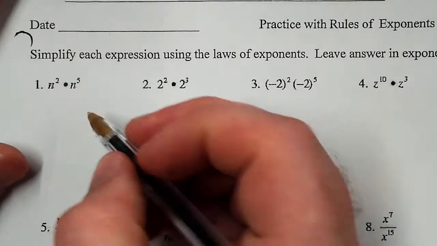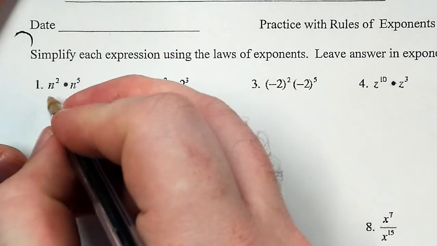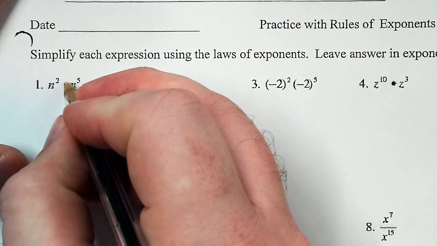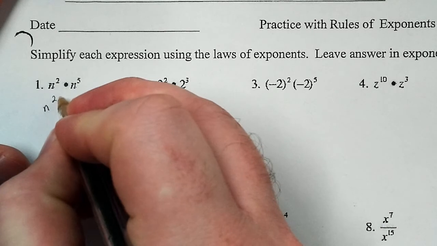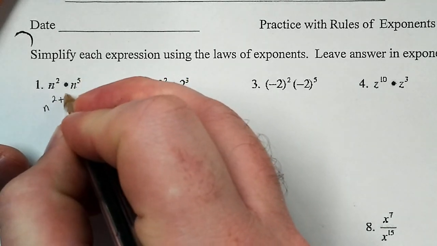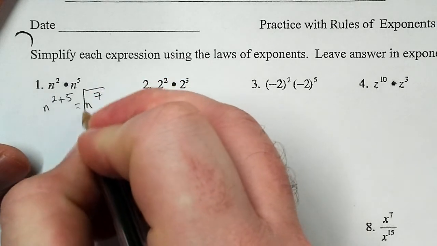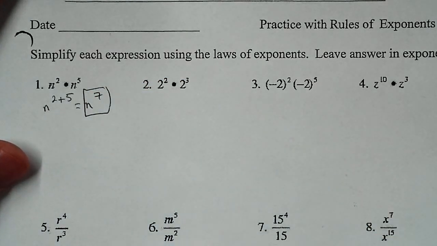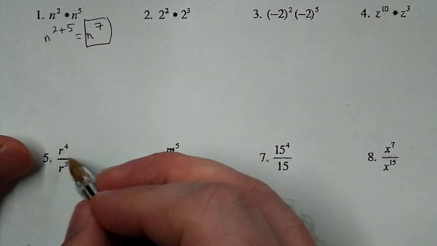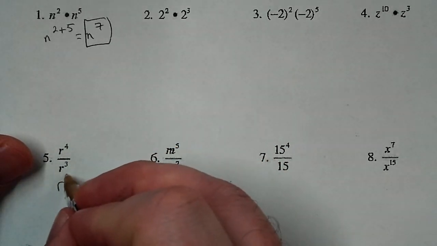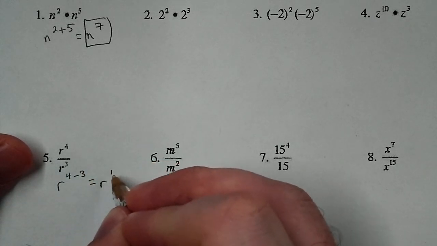So for example, on this one, n squared times n to the 5th. Since they're just multiplying, we're going to add the exponents. So n to the 2 plus 5, so the answer is n to the 7th. I want all of your answers to look something like that. When you have divide, same thing. R to the 4th divided by r to the 3rd, so r to the 4 minus 3, which would just give me r to the 1.